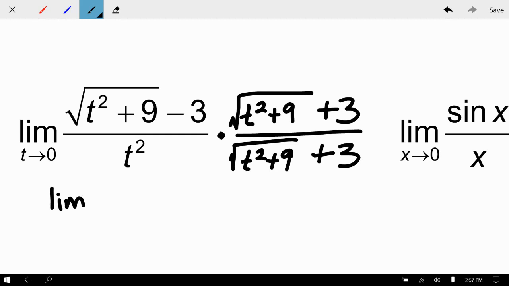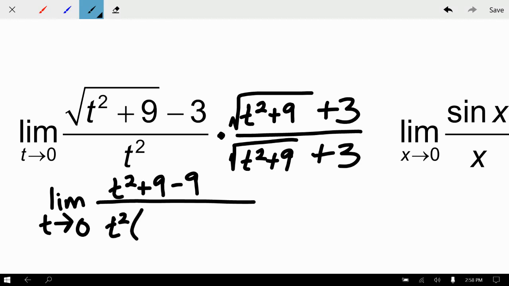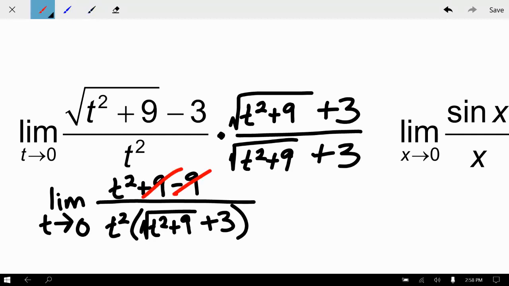So when I multiply that out, what I'm going to end up with in my numerator is t squared plus 9 minus 9, over t squared times the square root of t squared plus 9 plus 3. And at first glance, this kind of looks like a mess. Doesn't look like I've done myself a lot of good. But what you'll see pretty quickly is the 9 and the negative 9 add up to make 0, which leaves me this limit with just t squared in the numerator. This is essentially t squared over t squared times all of this stuff. I can cancel out the t squareds.